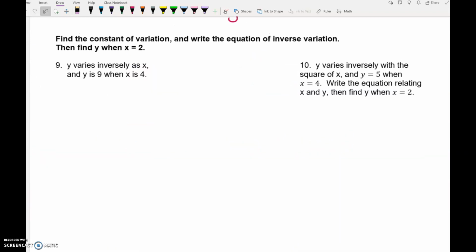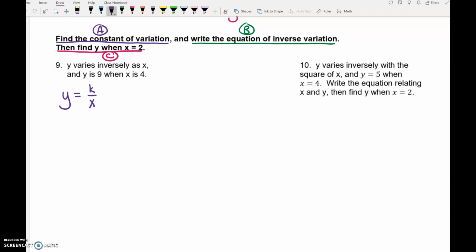In these problems, there's basically 3 parts. The first part is find the constant of variation. That's going to be part A. Part B is write the equation of variation. And then part C is going to be find y when x equals 2. So it says y varies inversely as x. Y varies inversely. That means y equals k divided by x.